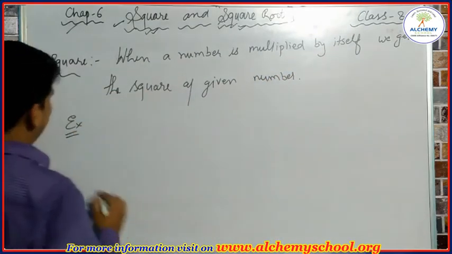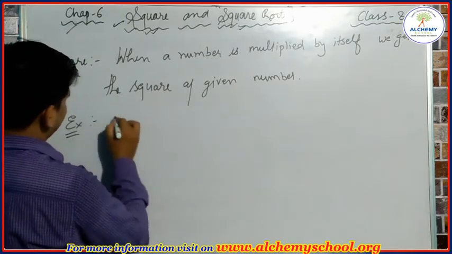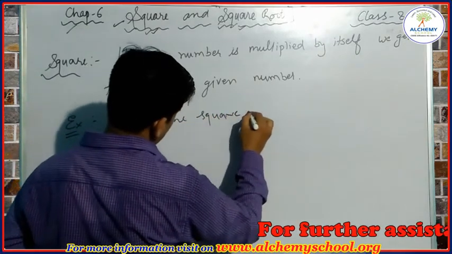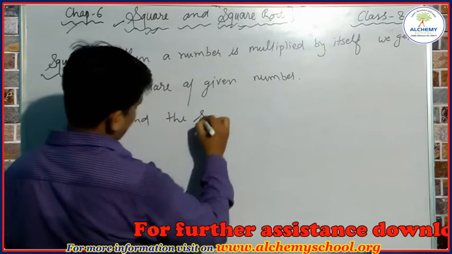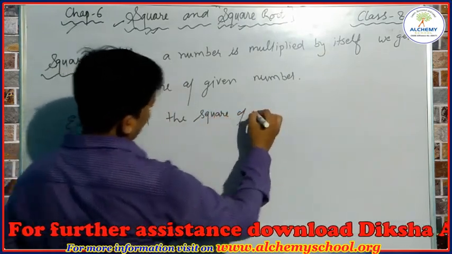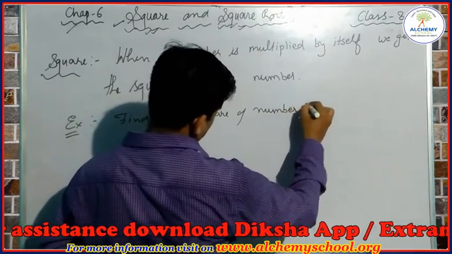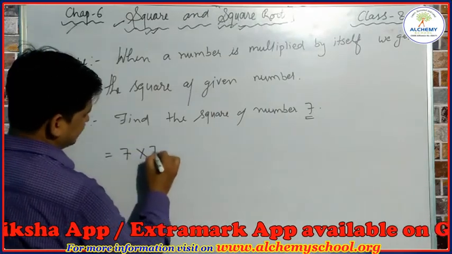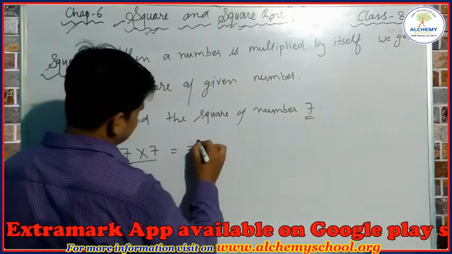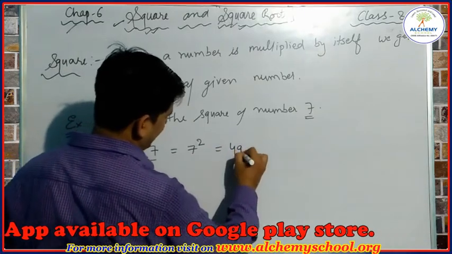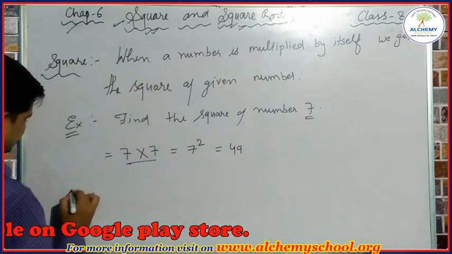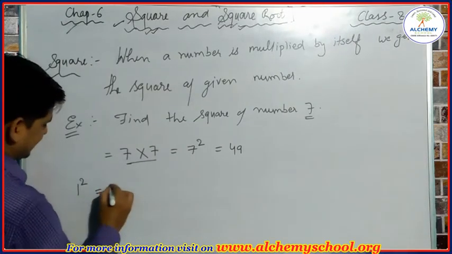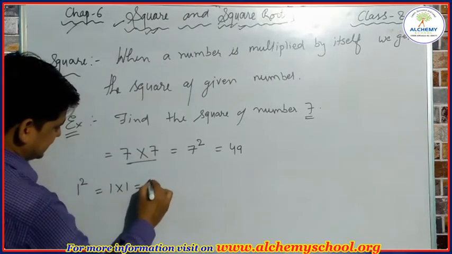So the example is, suppose that we have a number 7 and we are going to find the square of number 7. So when you are going to find the square of number 7, simply we have to multiply 7 by 7 and we can write it 7 square, and the value of 7 square will be 49. The same way we can write the square of other numbers. When we have the number 1 and we are going to find the square of 1, we multiply 1 by 1 and we get the result as 1.